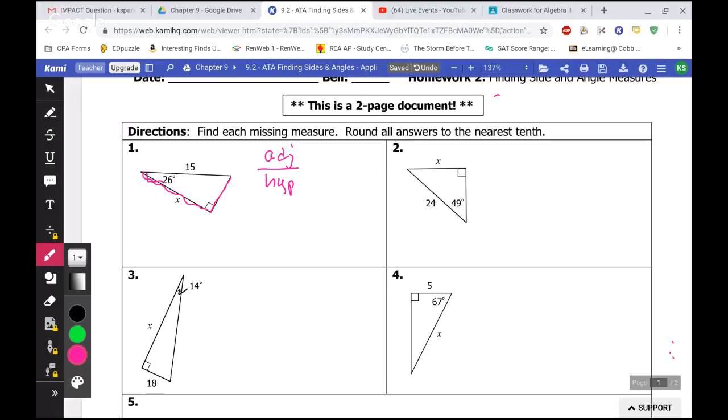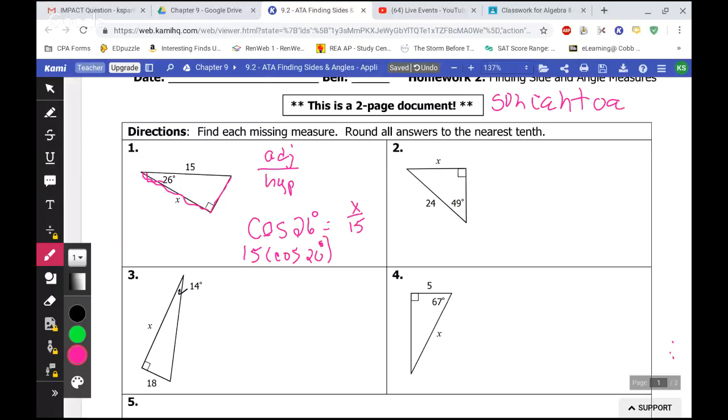And this will help you figure out which trig ratio you're supposed to use. I'll just write SOHCAHTOA over here. So adjacent over hypotenuse is cosine. So you've got cosine 26 equals x over 15. So you just multiply both sides by 15 to solve for x.